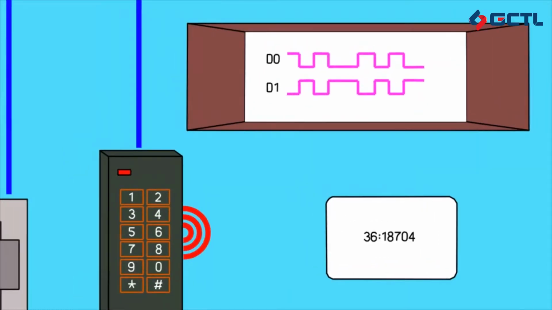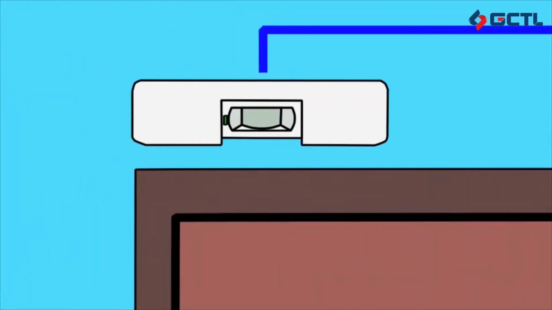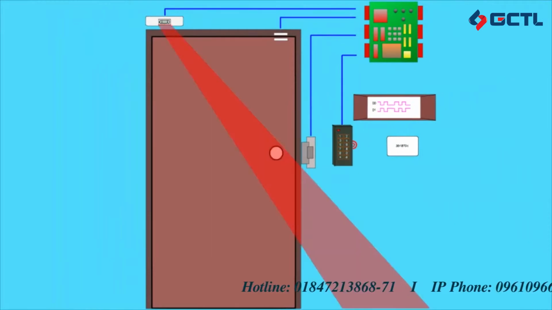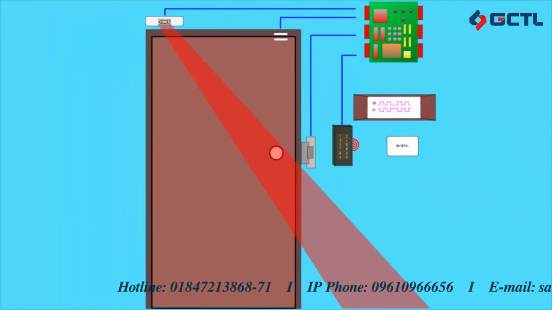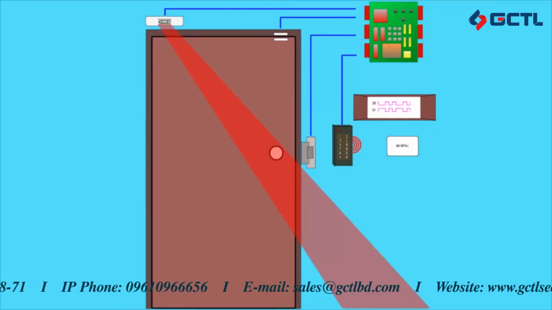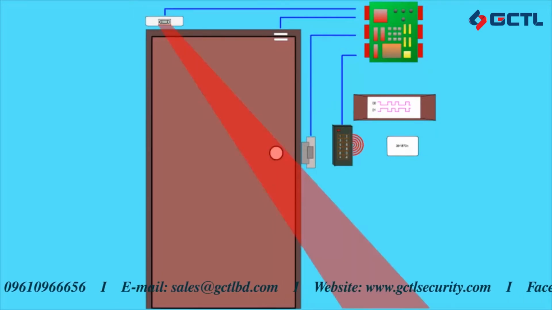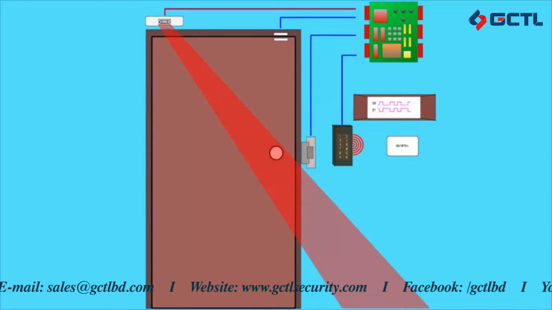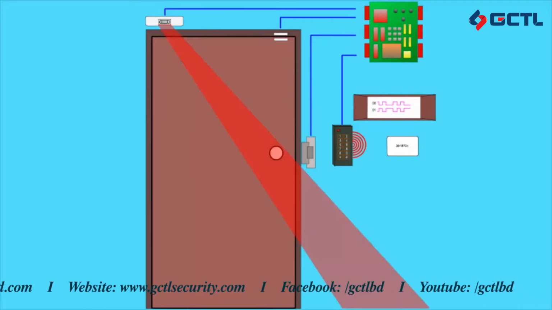A request to exit unit. This is a unit that will tell the controller that someone is trying to exit the room without having to enter any credentials. The request to exit is usually a motion infrared detector or simply a manually activated button. The request to exit, or REX for short, will transmit an infrared beam in front of the door. When it detects someone approaching the door, it will send a request to the controller to unlock the door.